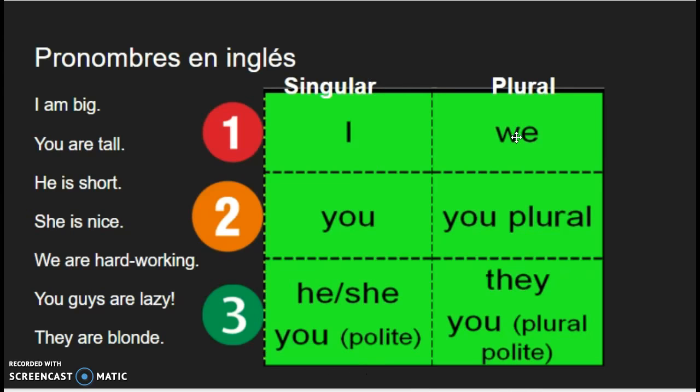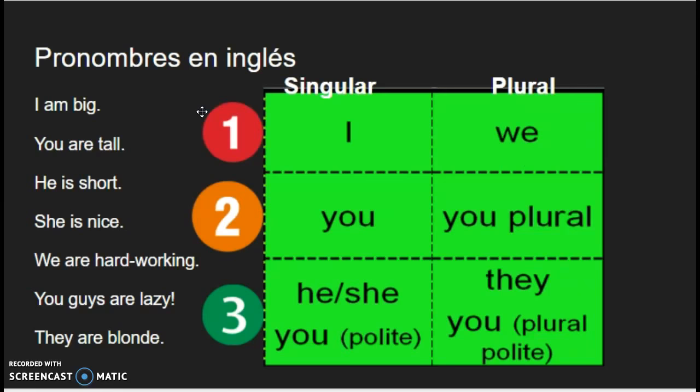So then the right column is going to be the plural column. We have we, which means two people, like you and I. You, plural, like you all, you guys, is over here. And then they is over here. So that's how the columns are organized: singular column, plural column.